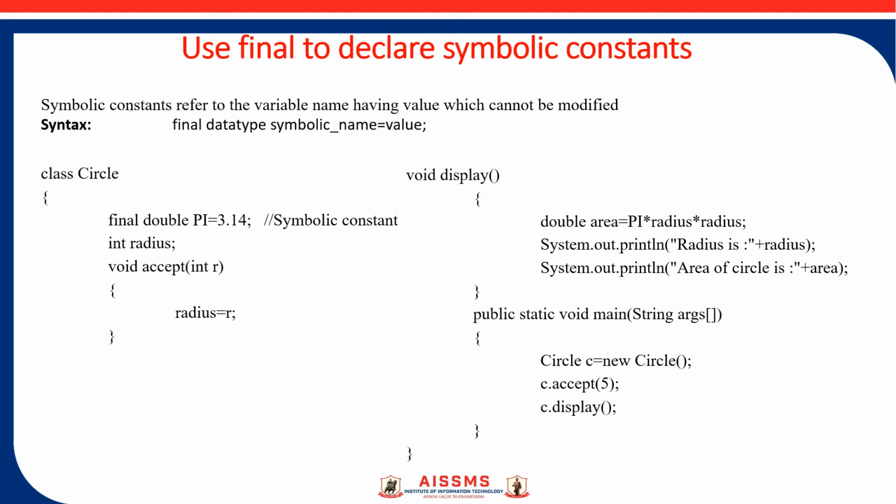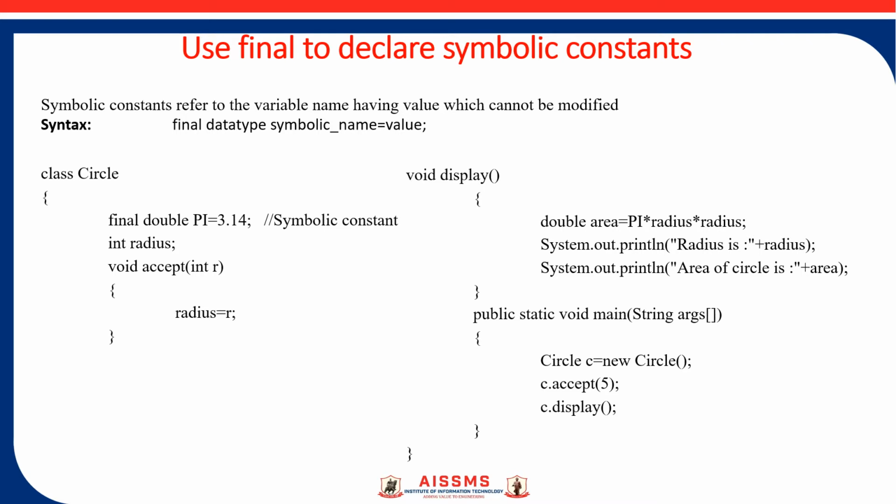Here we are going to see the first use of the final keyword, that is to declare symbolic constants. Symbolic constants generally refer to a variable name whose value does not change during the execution of a program. The syntax to declare a symbolic constant is: final data type symbolic name equals value. For any constant value, you can associate a symbolic name with it and make use of the final keyword to declare it as a symbolic constant.